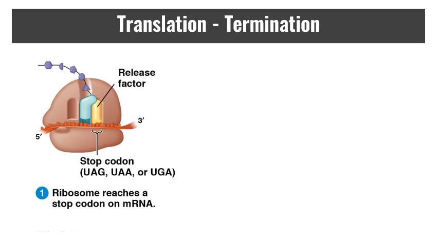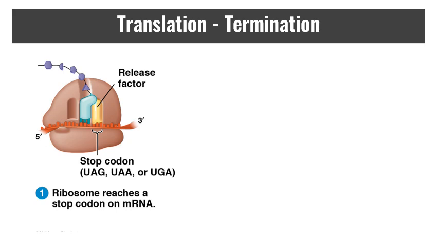Overall, the end process is termination. Termination is the stage in which it is finished. It begins when a stop codon enters the ribosome, triggering a series of events that separate the chain from its tRNA and allow it to drift out of the ribosome. A release factor protein will bind to the stop codon and cause hydrolysis.